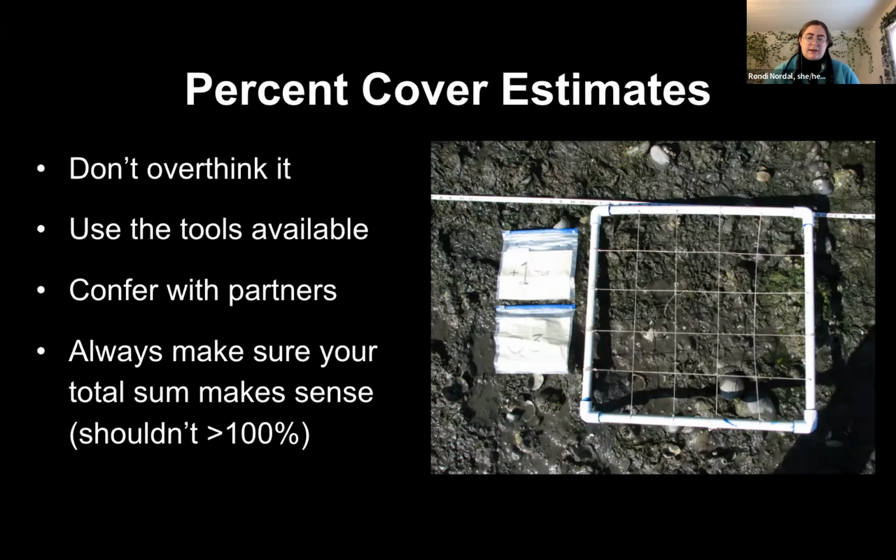Some of the tools provided are these little 1% squares called cheese squares, which provide a really nice reference for when you're just starting out. And then also really important, make sure that at the end, all of your sums add up to only 100%. We don't want 120% of anything. That's not what we're trying to capture. So yes, don't overthink it, use the tools available, and make sure things add up to only 100% max.